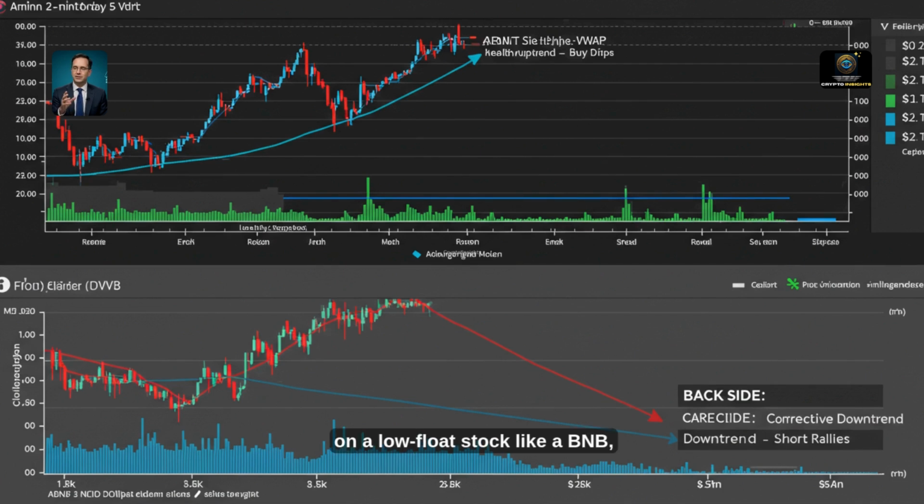For example, on a low-float stock like BNB, if it breaks and holds above a key level like $11, any pullback that holds that level is a front-side move, favor longs. Conversely, on FRC, once it broke below $20 support, that level became resistance. Every pop towards $20 that failed was a backside move, favor shorts. Don't fight the dominant intraday trend.